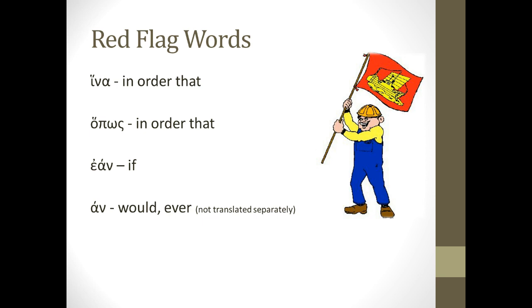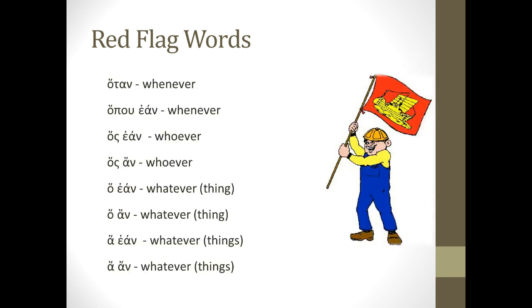Hopos is another red flag word that means "in order that." When you see the red flag word ean, it will mean "if." Ean luo, "if I should loose." The word an means "would" or "ever," and it's actually not ever translated separately from other words, as you're about to see here in this next screen.